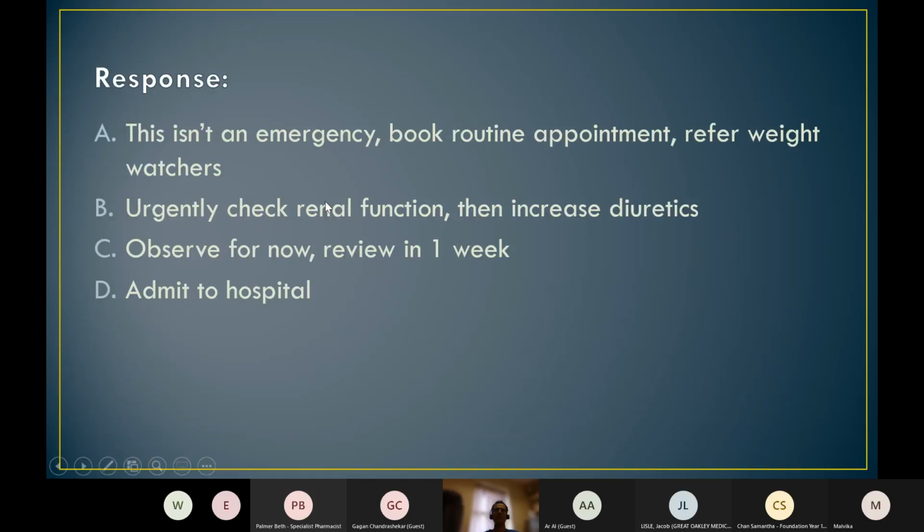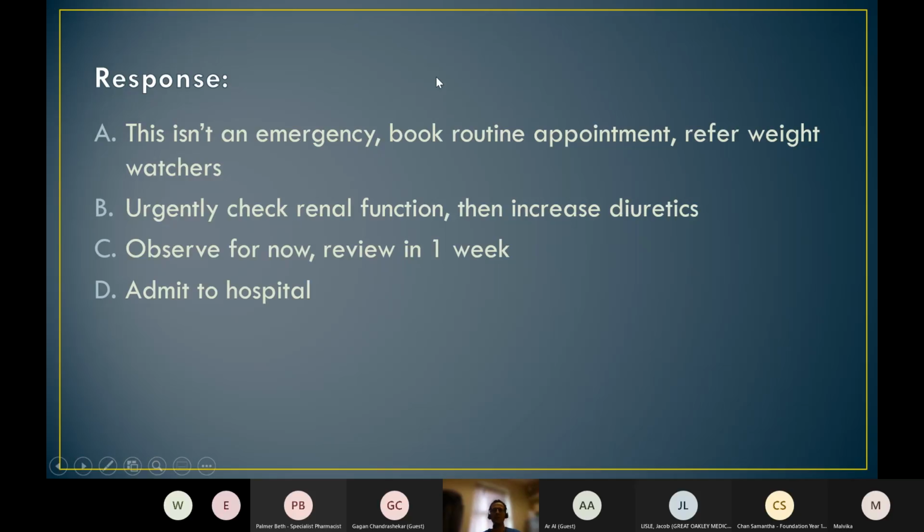No, I haven't. So you can either say this isn't an emergency, book a routine appointment and refer to Weight Watchers, or you can tell her that we're going to urgently check her renal function and increase diuretics. We could just observe for now and review in a week or so and see what happens, or you can admit to hospital and make it the cardiologist's problem.